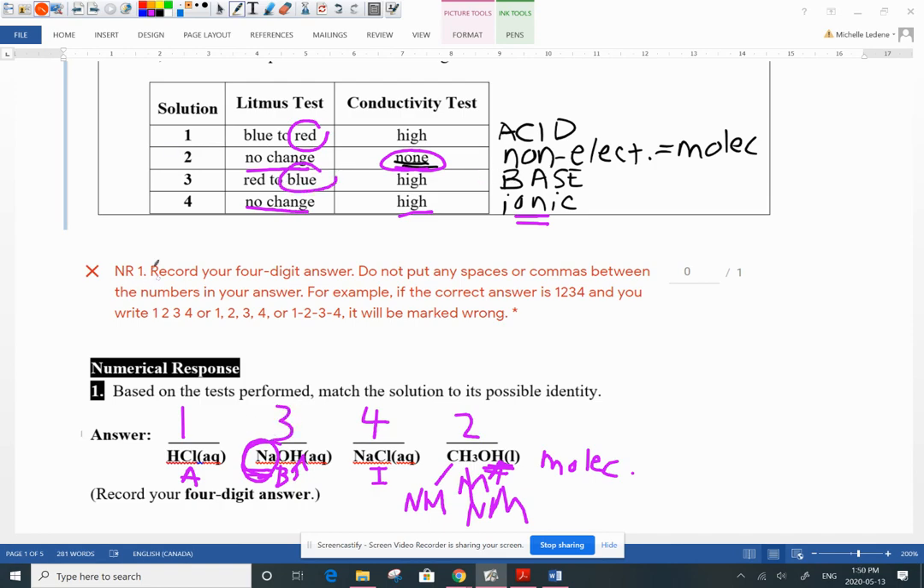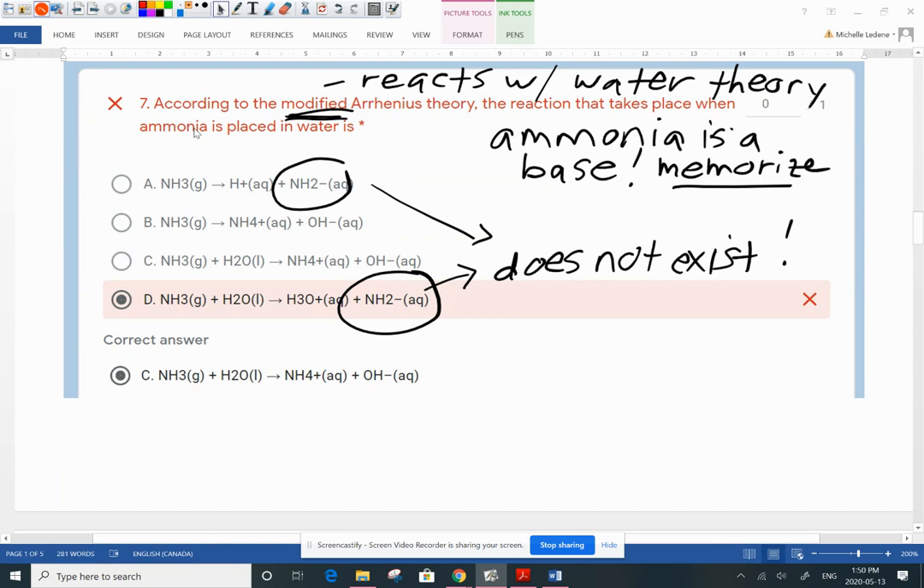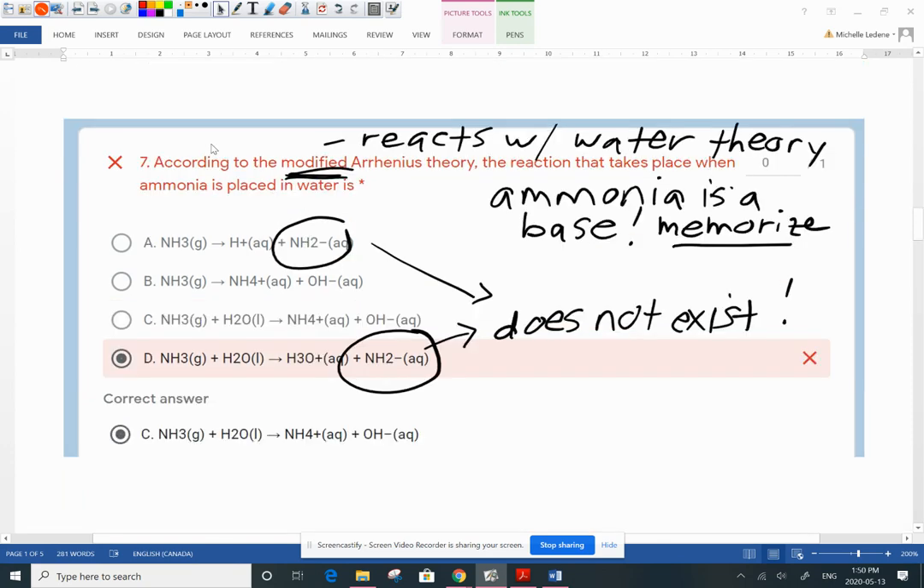Okay, so we've seen that question in various forms. Be expecting to see that on your summative as well, right? Pretty important concept in this unit. Now remember, when I'm asking you about modified Arrhenius theory, it's not the original Arrhenius theory, right? They're two different theories. The original Arrhenius theory said an acid was an acid because it has hydrogen in it. And he said a base is a base because it has hydroxide in it. All right, but modified Arrhenius is the whole reacts with water theory.